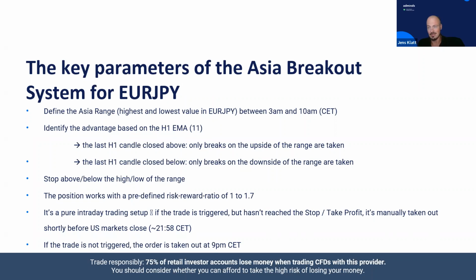The same is true for an H1 candle which closes below. Then in this context, we only take breaks on the downside of the range. And then we also know which levels to risk against. So we have the stop above, respectively below, the high or low of the range, depending on whether we're entering the market long or short. And the position works with a predefined risk reward ratio of 1 to 1.7. This is something I already mentioned.